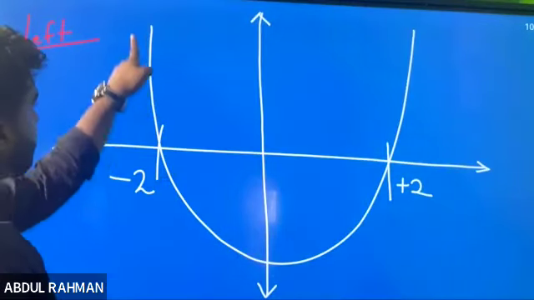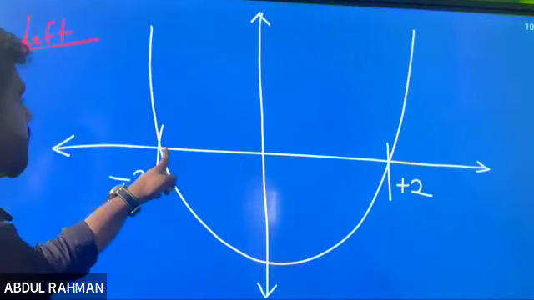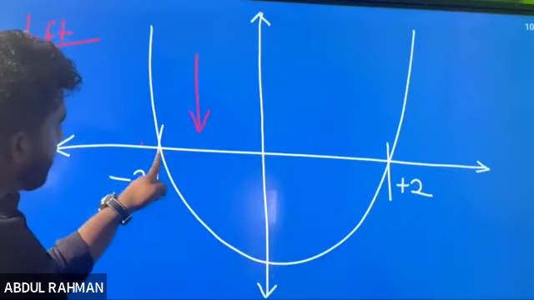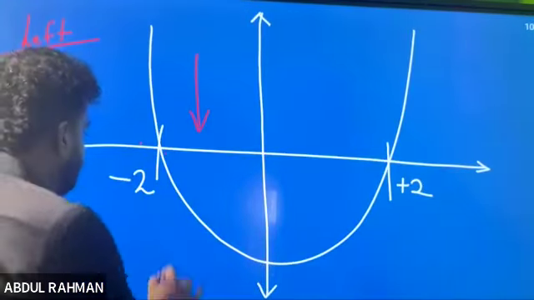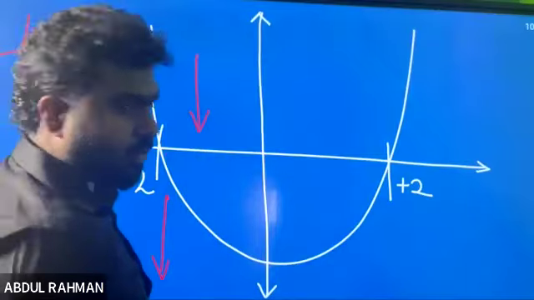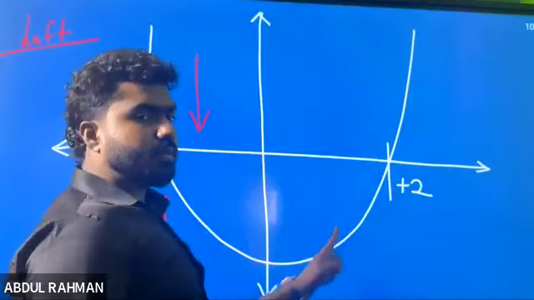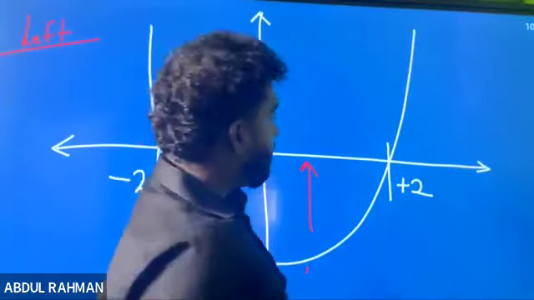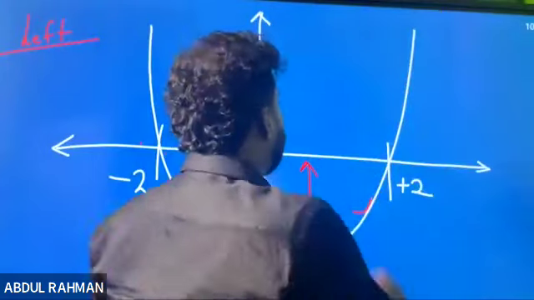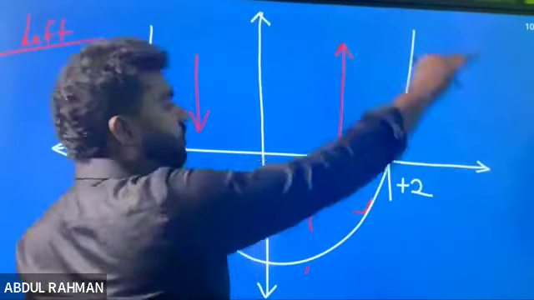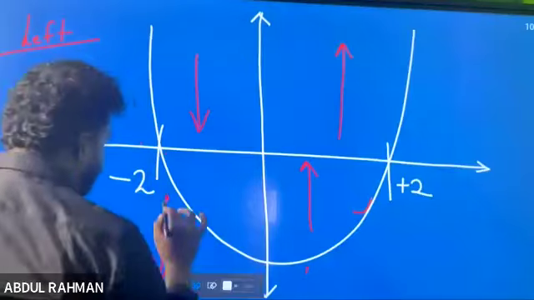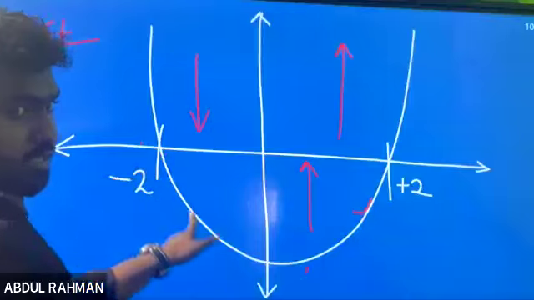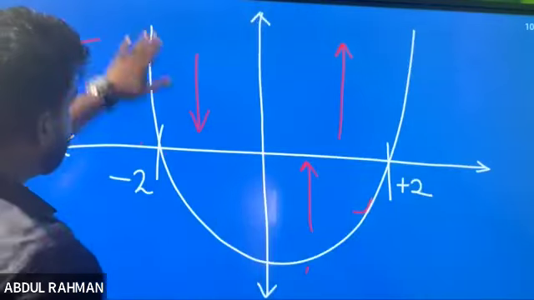It's going down. It's one region for me. This is decreasing. From here to here, that is also decreasing. From here to here, my fingers are going up. That means it is increasing. From here to here, it is also increasing. Look, fingers are coming down in the sense decreasing, decreasing, increasing, increasing.